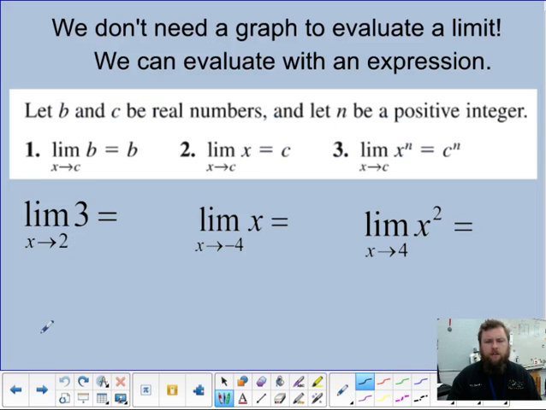Let's begin. So we don't need a graph to evaluate a limit. We can evaluate it with an expression. So we have three different examples here.